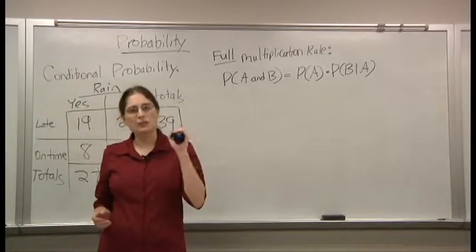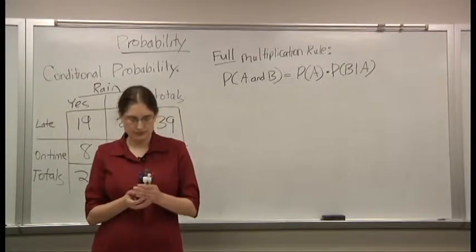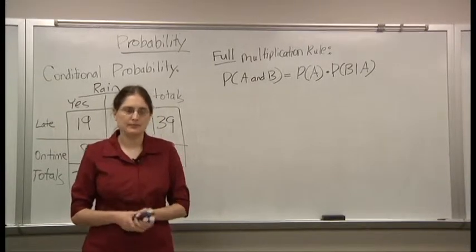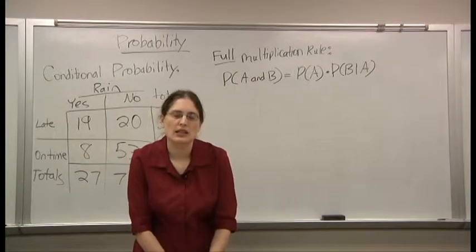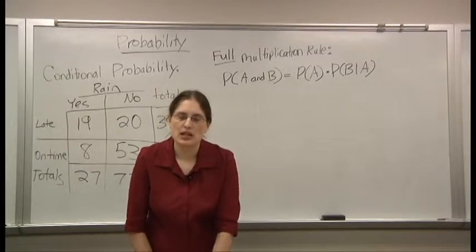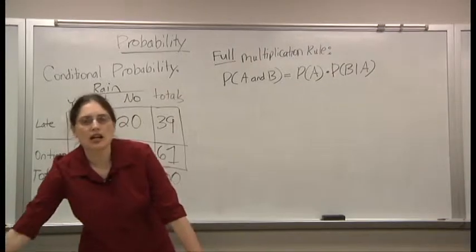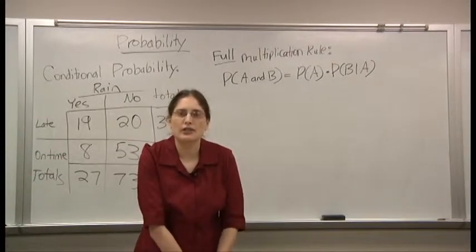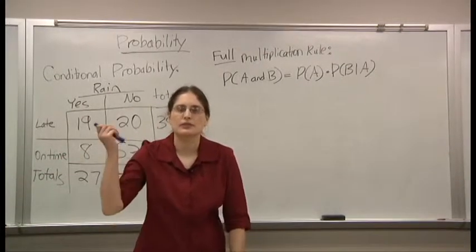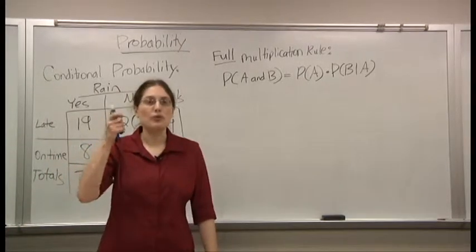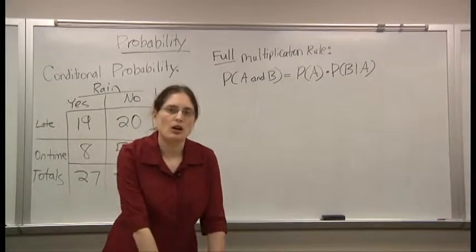Let's look back at the markers. Got 6 markers. 3 of them are black. I mix them up. I draw a marker. I set it aside. I draw another marker. What's the probability that both of the ones I drew are black?